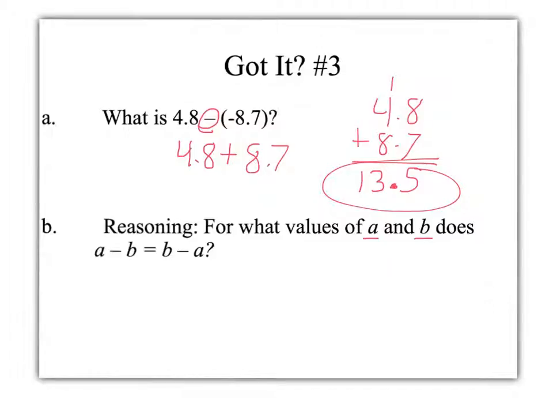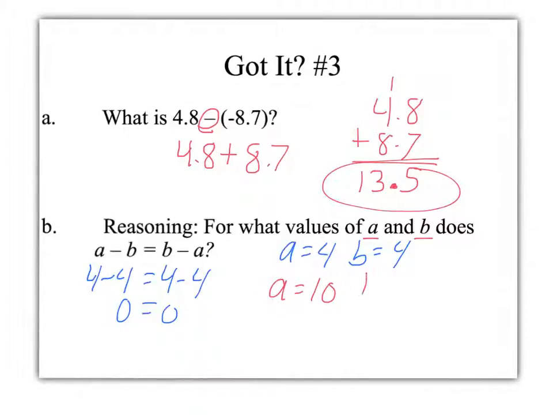Here's one I can think of. If I did A equals 4 and B equals 4, so 4 minus 4 would be 4 minus 4, 0 equals 0. If I had A equals 10 and B equals 10, 10 minus 10 would equal 10 minus 10, 0 would equal 0. So it's going to be any time that A and B are the same number. As long as A and B are the same number, they're going to be the same. If A and B were different numbers, they would just be off by a negative. That's all.